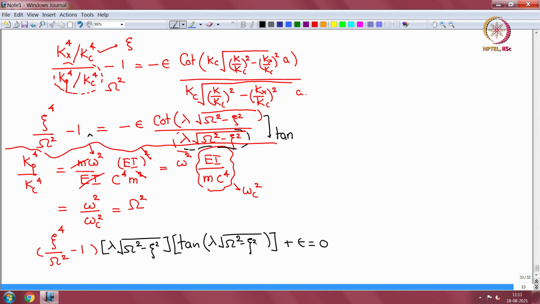Time has run out for this lecture. I will close it here and we will start looking at how to solve for xi. Okay. Xi was kx in disguise, non-dimensionalized kx. So, we will solve for xi in the next class.